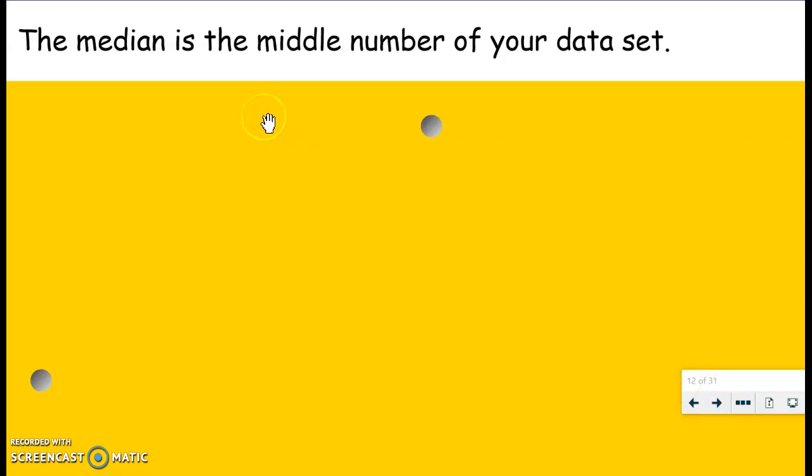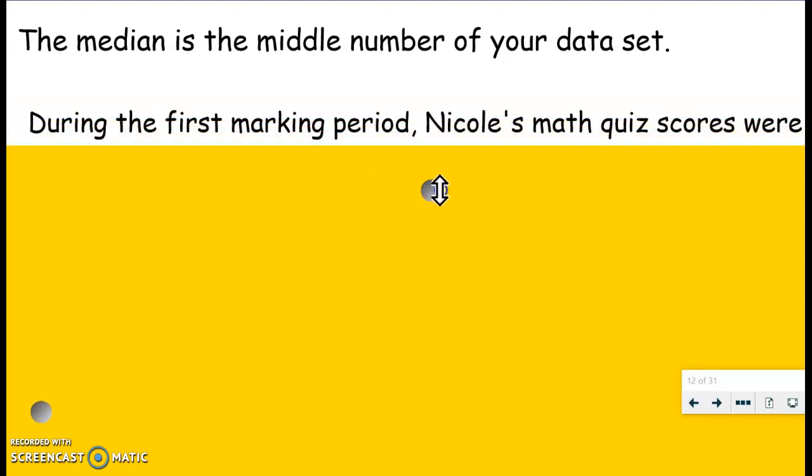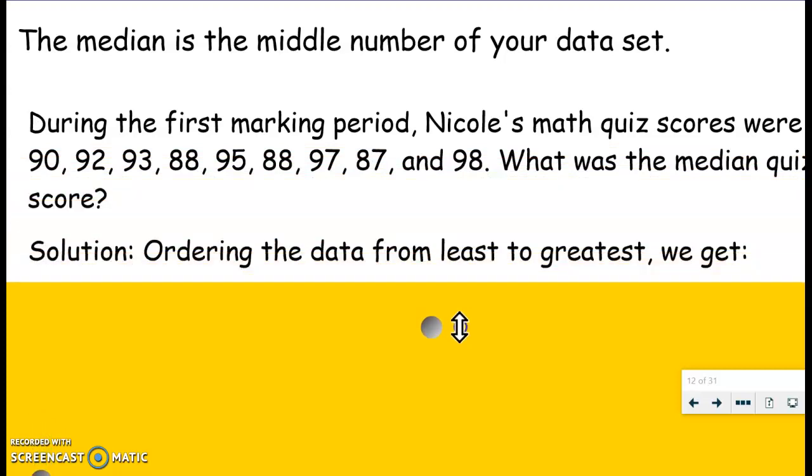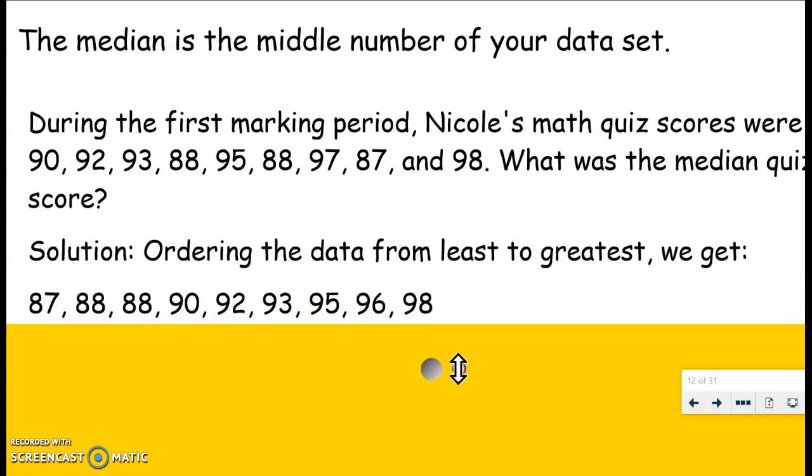The median, this is the middle number of your data set. The most important thing to do first when you want to find the median is ordering the data from least to greatest. So when we do that, here is your data from least to greatest. The first thing I'd like to do is count how many you have in your data set. 1, 2, 3, 4, 5, 6, 7, 8, 9. There's an odd number in my data set. So that means I know that the median is going to be one of these numbers.